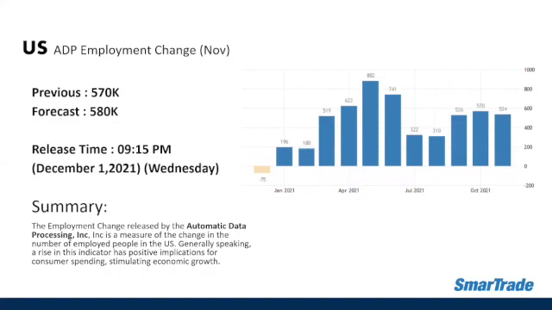And also we have the ADP employment change, or the private sector, for the US for the month of November. The previous data was 570K, and the market forecast was 580K. The release time last night was 9:15 p.m. And the actual data is 534K. So it's actually lower compared to the forecast and the previous one. But surprisingly, this data did not create much volatility in some financial products.